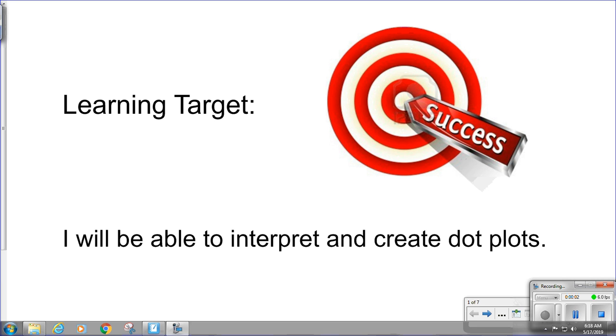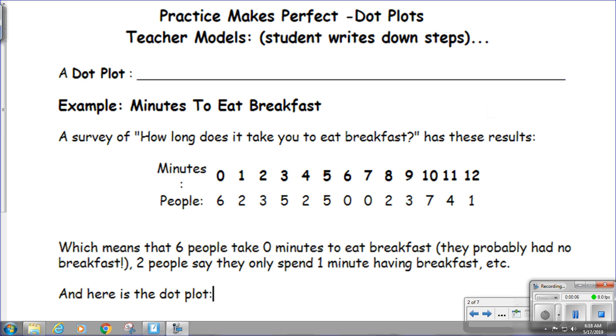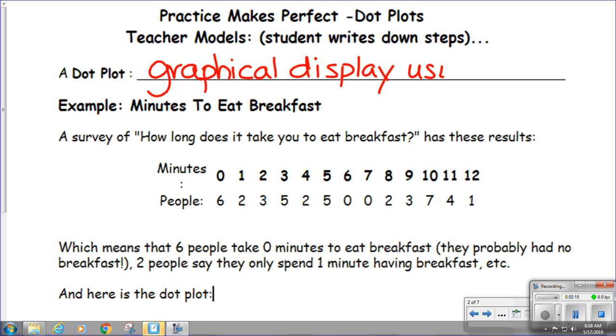Our learning target today: I will be able to interpret and create dot plots. A dot plot is a graphical display using dots. Graphical here does not mean that it's going to look like a graph. It actually represents a picture display using dots.